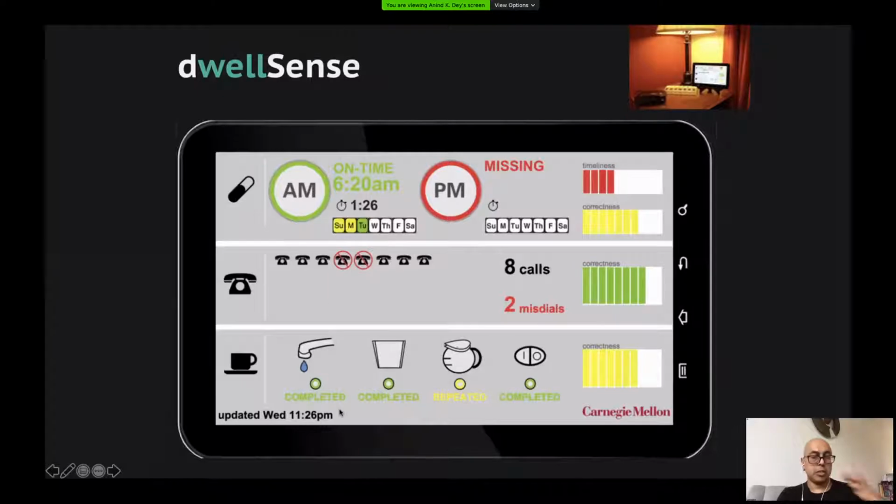And then on the bottom, it shows the tasks that they successfully completed to make the coffee in the morning, or whenever they made coffee. And in this case, it shows that they repeated one of the steps. So pretty simple information that was presented back to them.